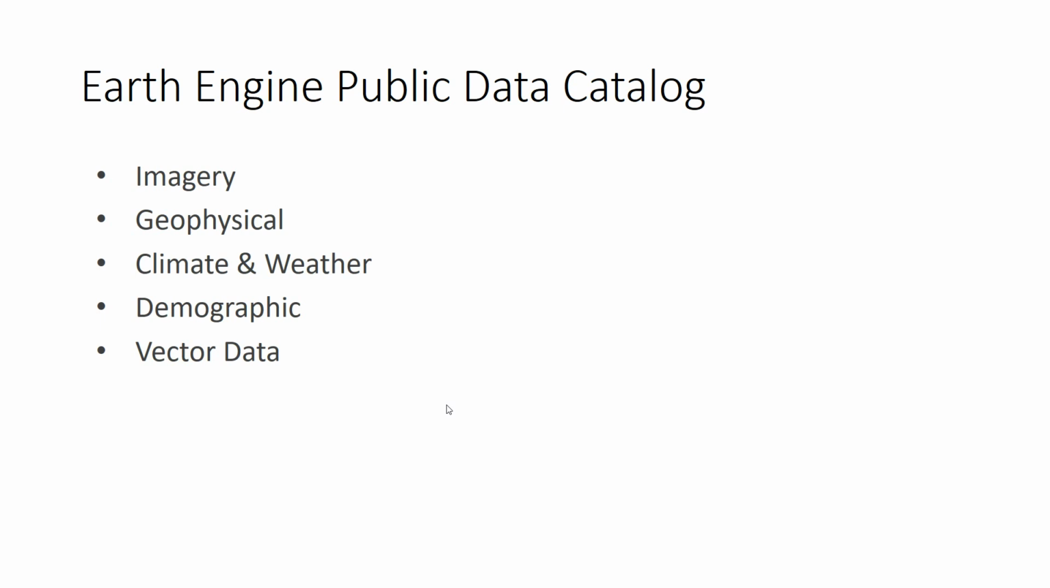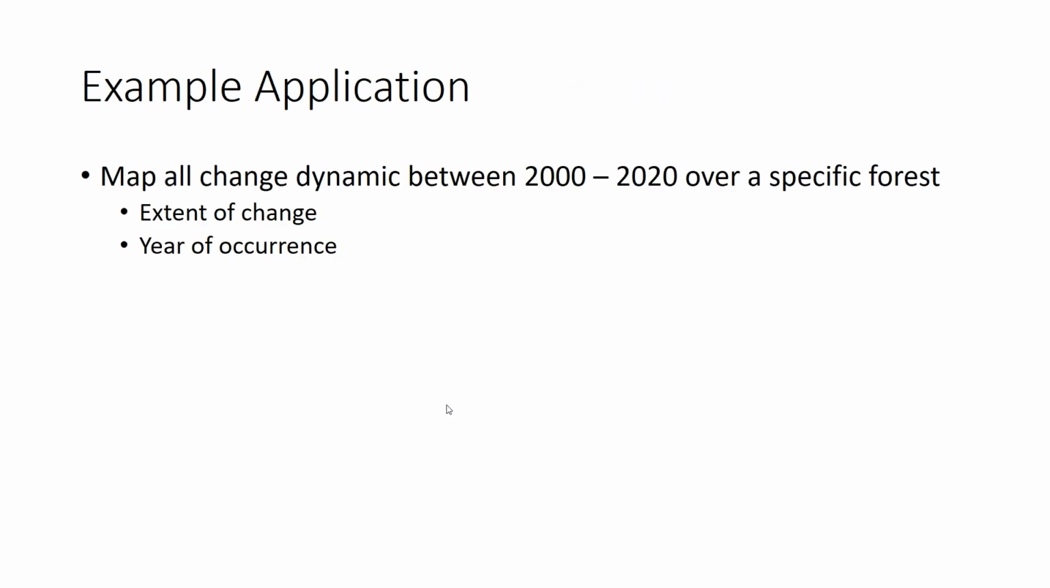And then the type of data that you can acquire or obtain using Google Earth Engine: you can simply get remote sensing imagery, you can get geophysical data, you can get climate and weather data, you can get demographic data, you can get your vector data.